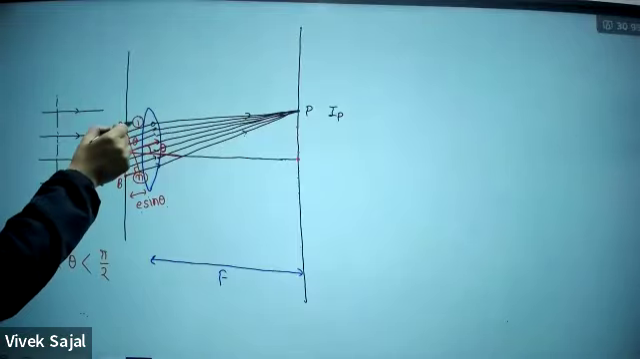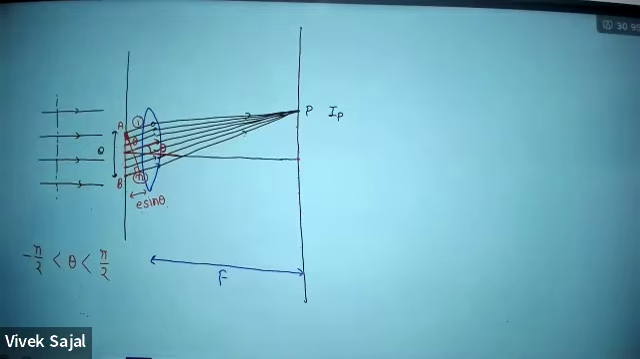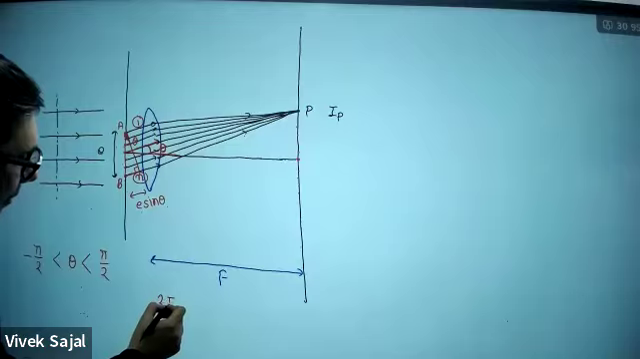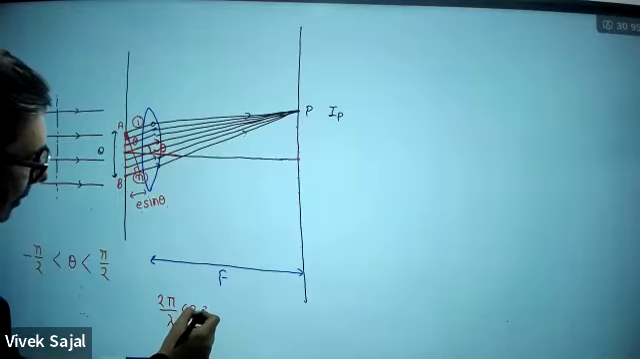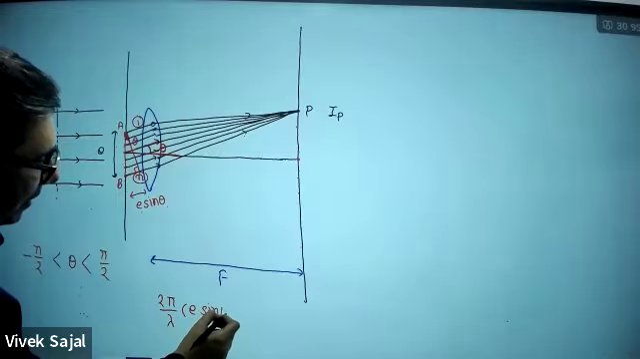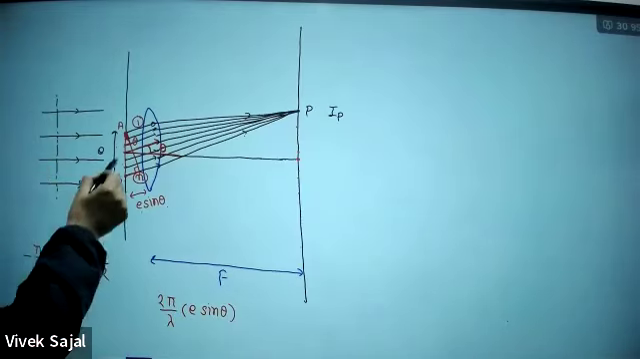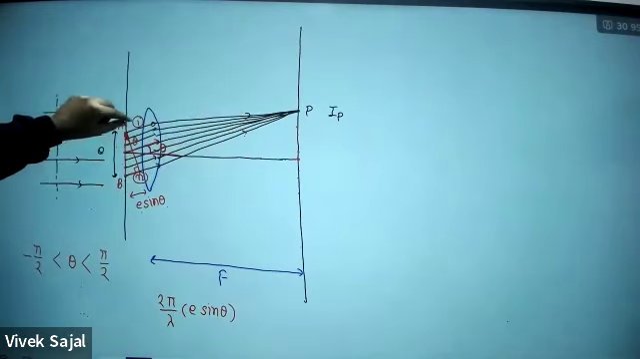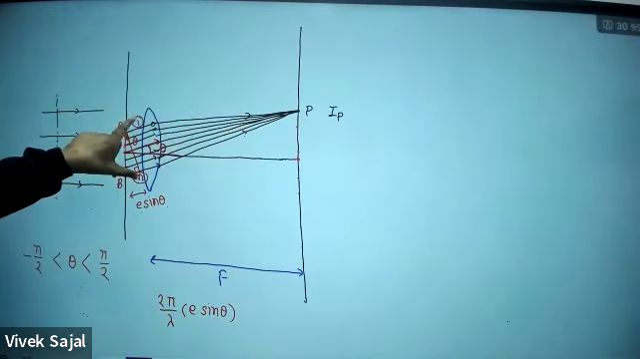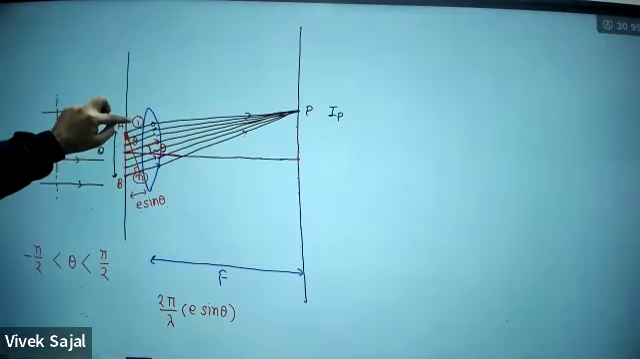So what will be the phase difference between ray number 1 and ray number n? This will be 2 pi by lambda times e sine theta. n is very, very large. So what will be the phase difference between two successive waves? These are n number of waves which are propagating in this direction. In between the extreme rays, this is the phase difference between 1 and n.